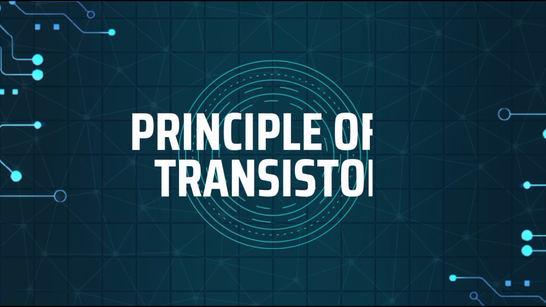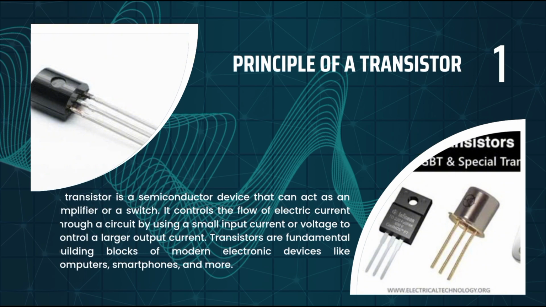A transistor is a semiconductor device that can act as an amplifier or a switch. It controls the flow of electric current through a circuit by using a small input current or voltage to control a larger output current. Transistors are fundamental building blocks of modern electronic devices like computers, smartphones, and more.